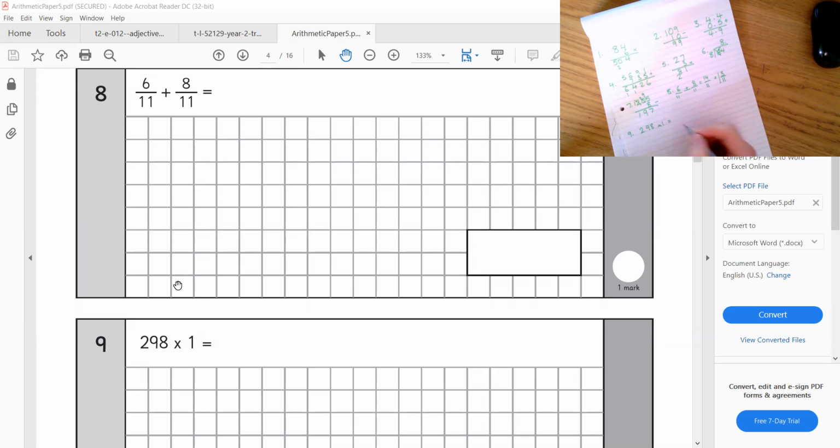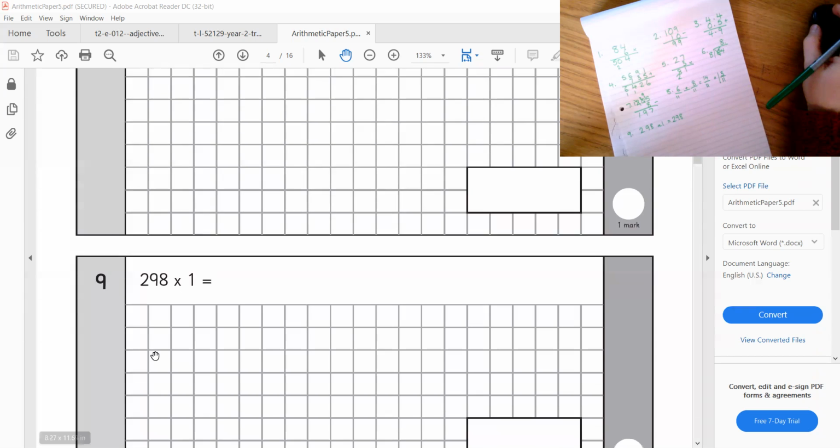Why is that number 9? That is just to try and trick you. Hopefully, I shouldn't even need to go through the answer there. Hopefully you've got 298. It makes me feel a bit sick that I've had to write that answer down.